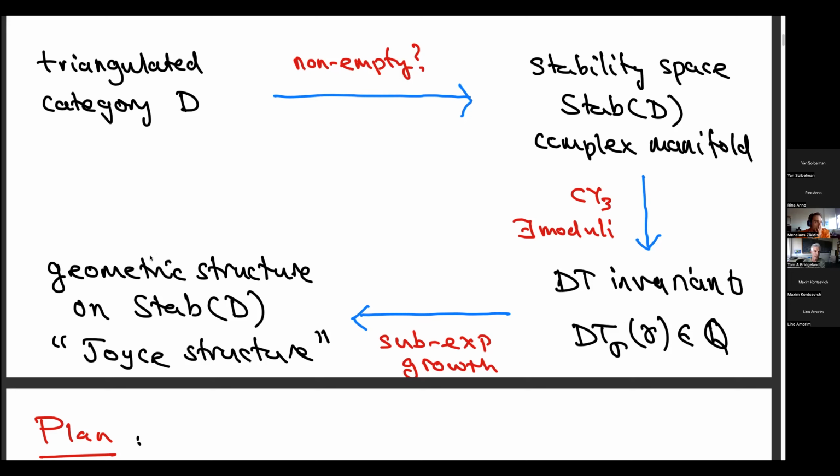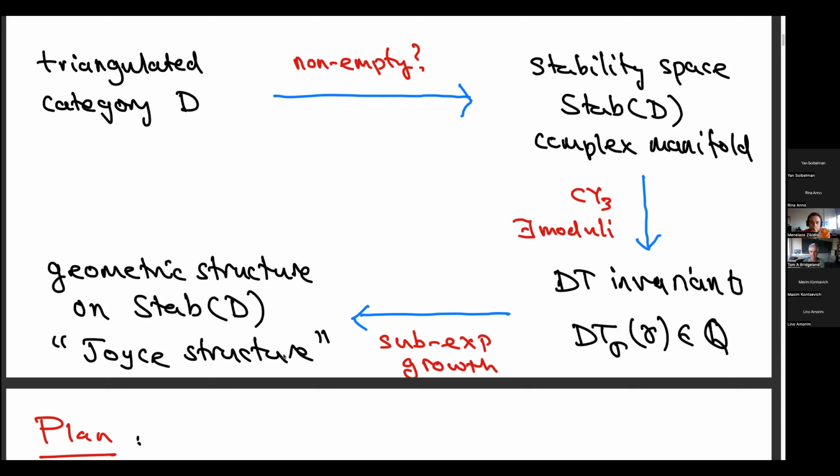And I should say that this blue arrow, as far as I'm concerned, should really be dashed, because I don't have a general construction. I just have an ad hoc construction which works in some examples. And when it does work, it spits out this geometric structure, which I'm calling a Joyce structure, and which I'm going to explain to you today.